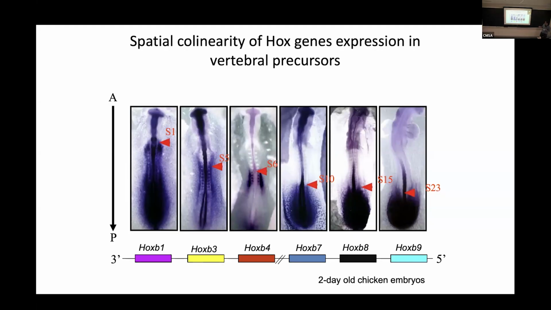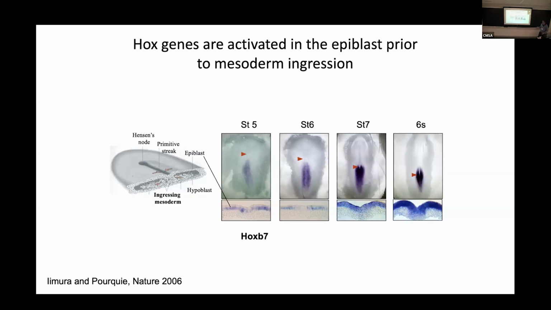But anyhow, what I want to show you is just how this spatial collinearity of Hox genes is established. So this is a series of embryos where you can see that as you move towards the 5' end of the cluster, here the Hox-B cluster in chicken embryo, the anterior position of the expression domain progressively moves posteriorly. So this is the spatial collinearity. So how does it get established during embryogenesis? If you look at the expression of Hox genes, what you see is that they're first activated here on both sides of the primitive streak.